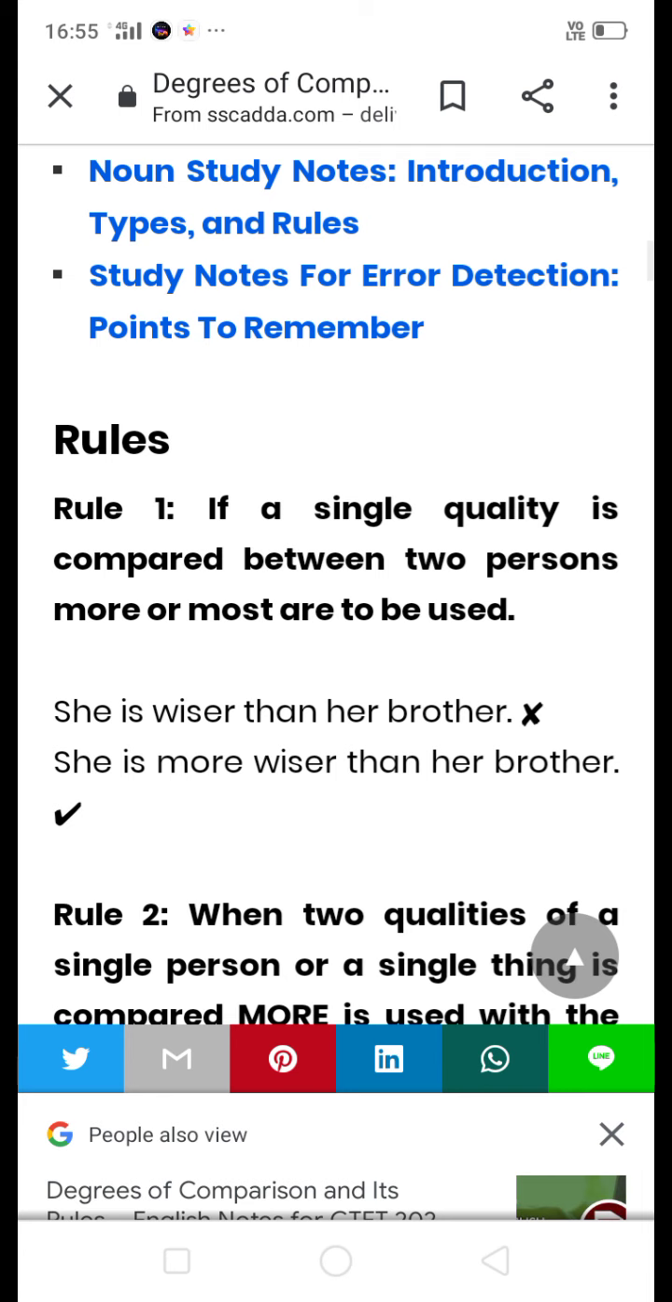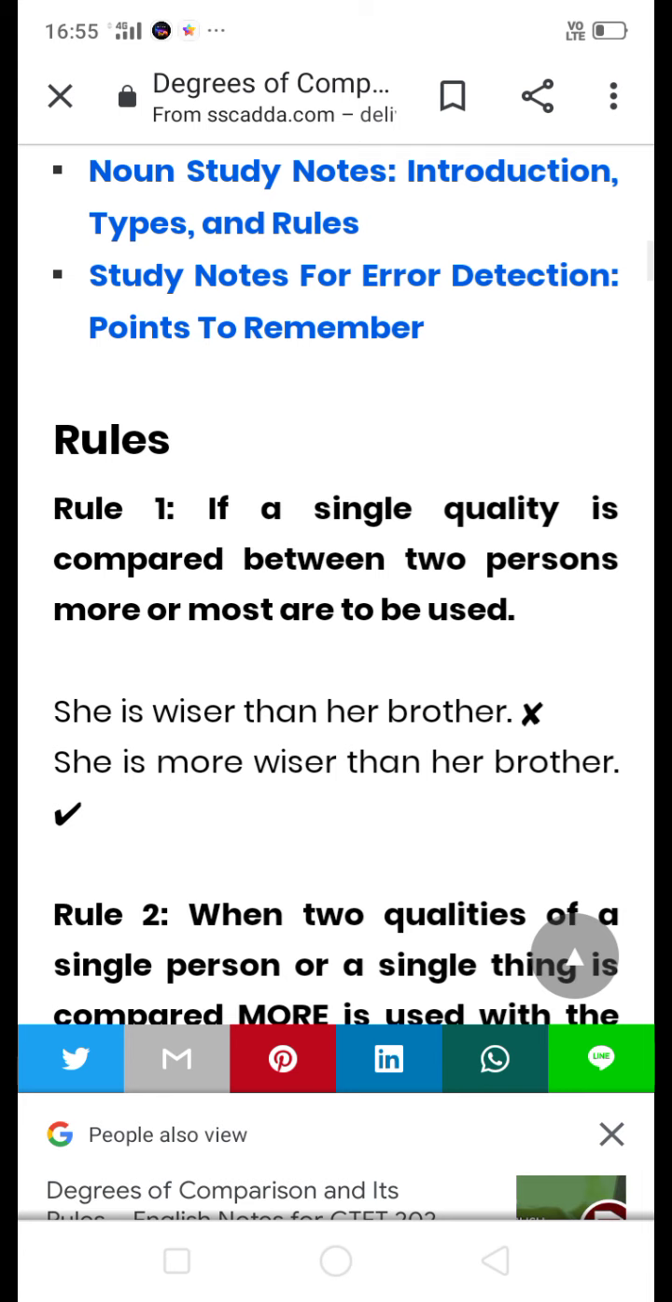Now see, here is given an example of comparative degree. She is wiser than her brother. Means it is wrong. What do we want to write? Before wiser we want to write more, because there is a single quality which two persons are compared in. Means she and her brother, these are the two persons. And when a single quality of two persons is compared, that time we are using more or most. Means she is more wiser than her brother. Means it is the correct comparative form.